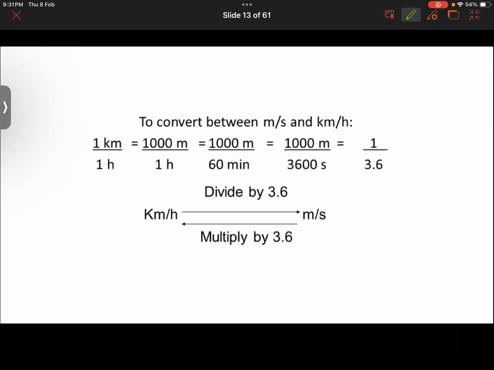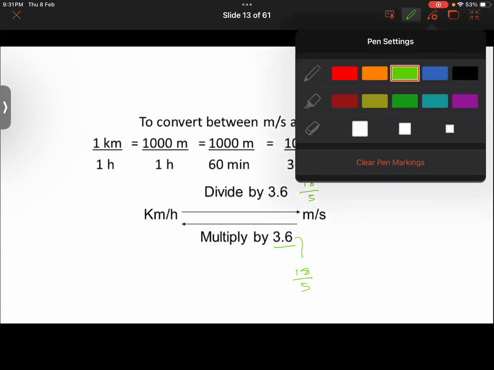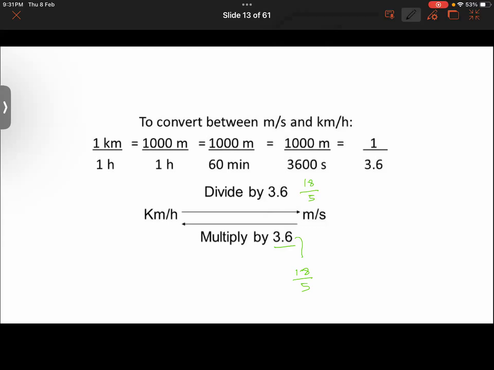Also, hope you guys remember this thing. In order to convert from kilometer per hour to meter per second, what were we required to do? Simply divide by 3.6. Or in order to convert from meter per second to kilometer per hour, simply multiply by 3.6. Or you can say it simply 18 upon 5, or you divide it by 18 upon 5, because 3.6 is the same as 18 upon 5, isn't it?